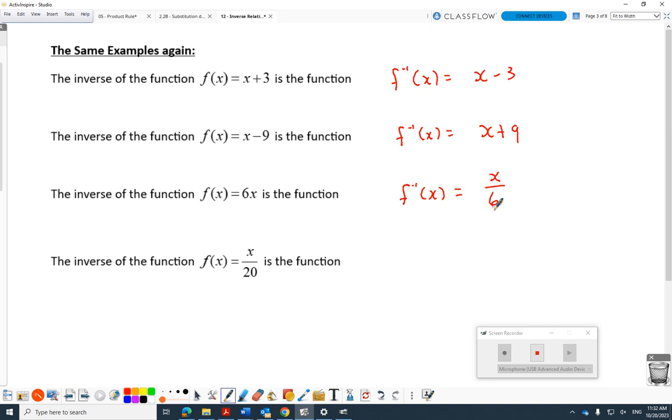Is this going okay? Everything's good? I know the new symbol's weird. It's weird. It's a weird symbol. I don't know what to tell you.